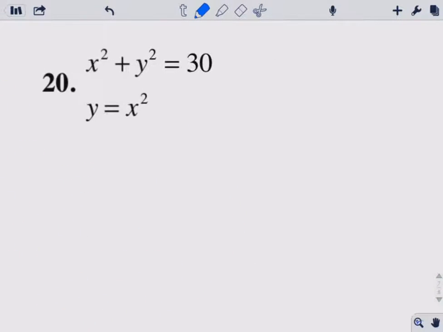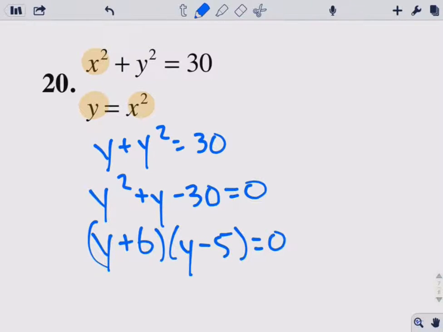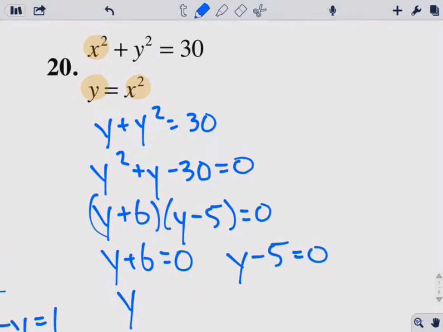Okay, 20. Easy enough substitution. x squared is equal to y. There's x squared, so let's plug that in. So I'll get y plus y squared is equal to 30. Get everything on the same side. Factor: positive 6, negative 5 is equal to 0. y plus 6 is 0, y minus 5 is 0. So y is equal to negative 6, or y is equal to 5.